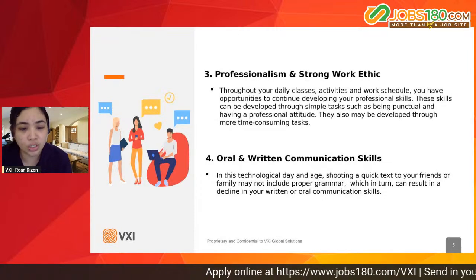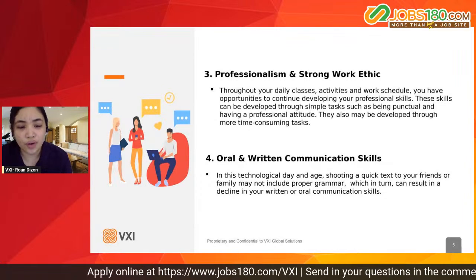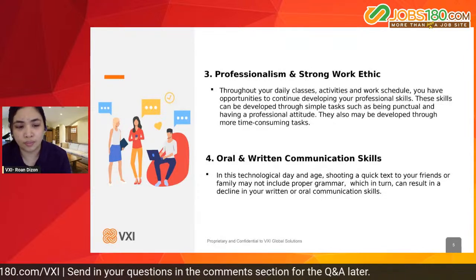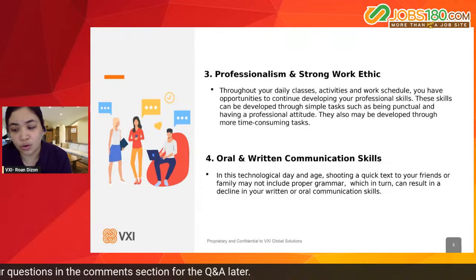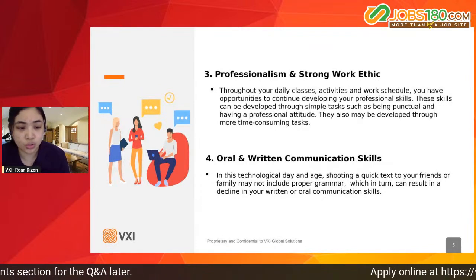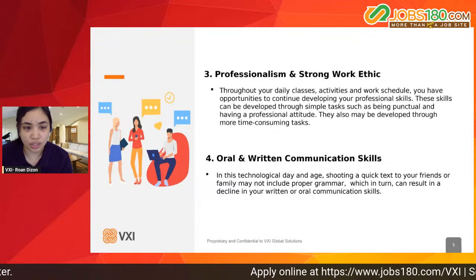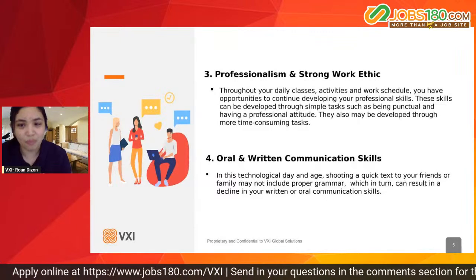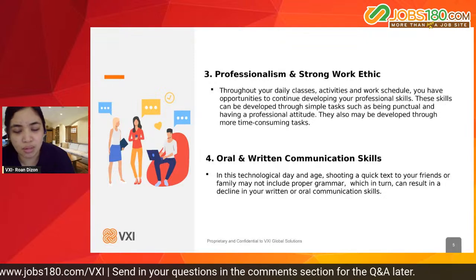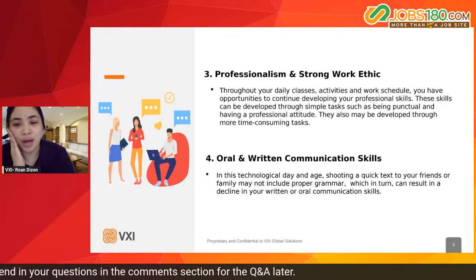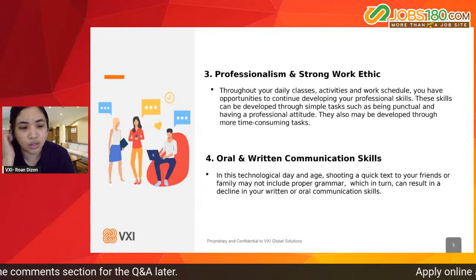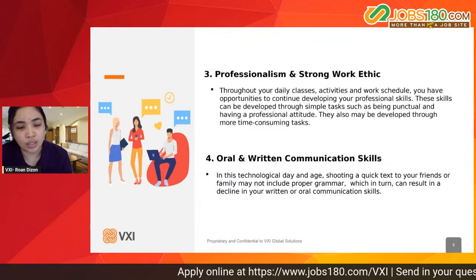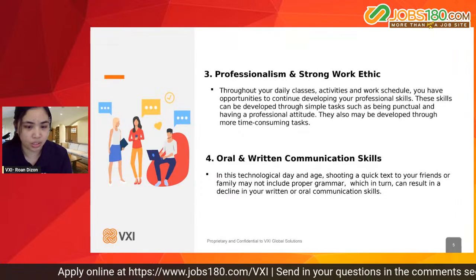Now, in this technological day and age, shooting a quick text to your friends or your family may not include proper grammar, but in the workplace, it needs to. I know sometimes it's difficult for someone like you who used to type in shorter words. For example, where are you? It's just going to be WRU, right? For some people. But if you do that in a workplace, that's going to be chaotic. It might cause some misunderstanding and confusion, and of course, it's not professional. So keep in mind, if you're ever in a workplace, you definitely need to practice good oral and written communication skills.